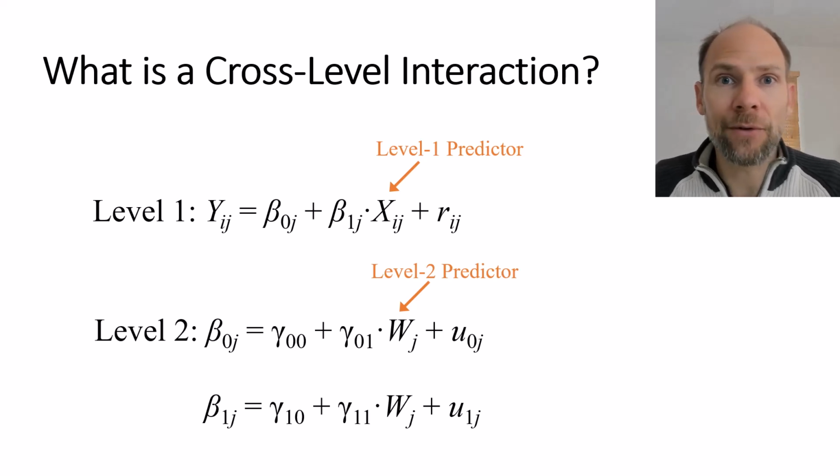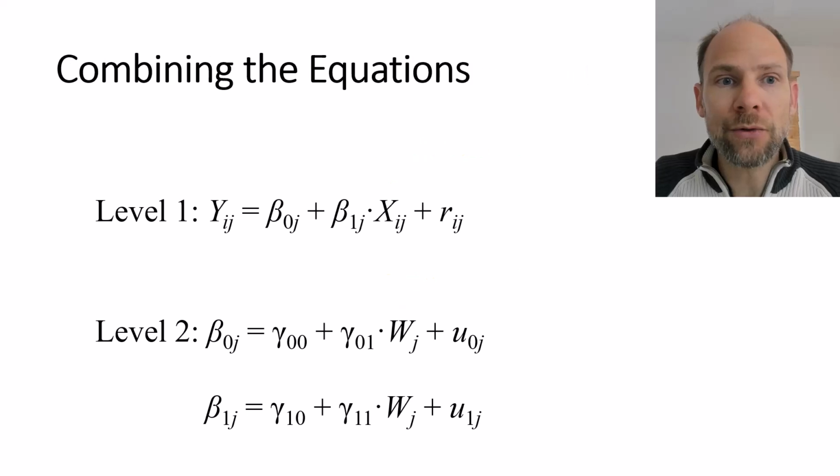Now, I'm telling you, though, that in this model, we do have a cross-level interaction. And how do we see that? How can we visualize that or depict that? In order to do that, we can combine our equations.